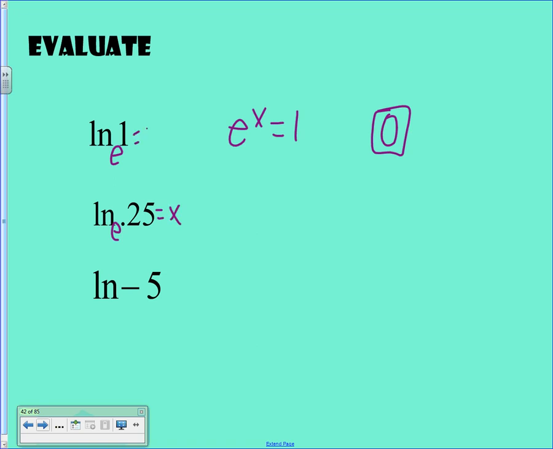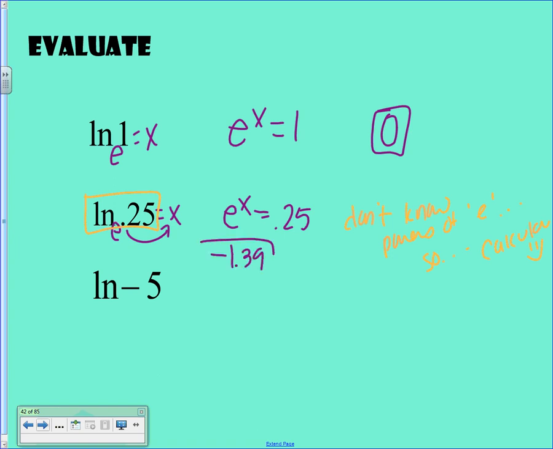Then if we try the next one, and I'll put my equals x here so it looks the same. So I have e to the x equals 0.25. Well, do we know powers of e like we know powers of 10? No. So we don't know powers of e. So, how can we find this? On our calculators. Yay! So all you have to do on your calculator is type in this initial one, ln of 0.25. You should get negative 1.39.